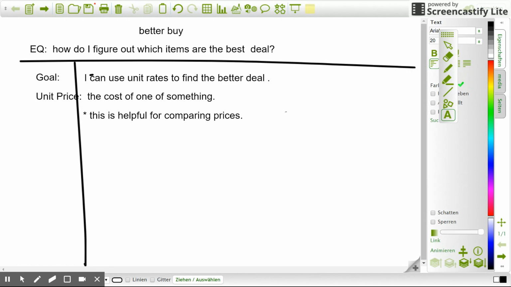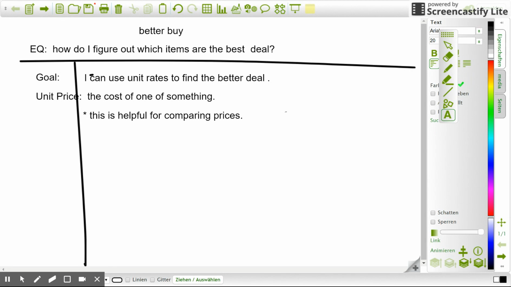But the title of our notes is Better Buy, and the essential question, how do I figure out which items are the best deal? Our goal is that, and well, your goal as a sixth grader is you want to be able to find unit rates or use unit rates to find the better deal. And unit price is an important term to know. So I would say that's a definition there. Unit price is the cost of one of something. And this is helpful for comparing prices and trying to find the cheapest price of something.